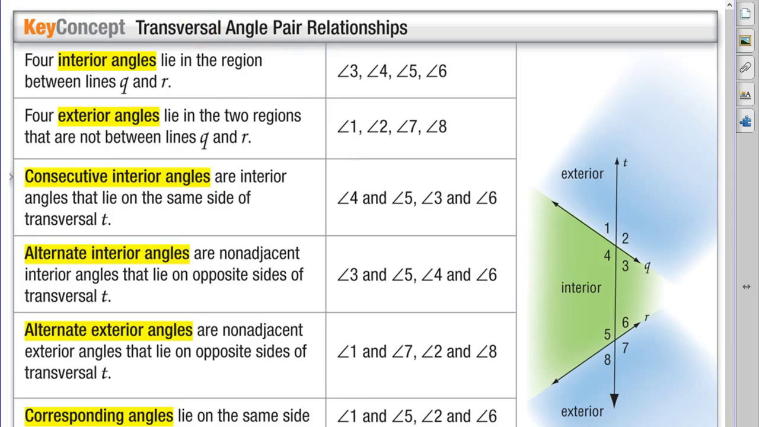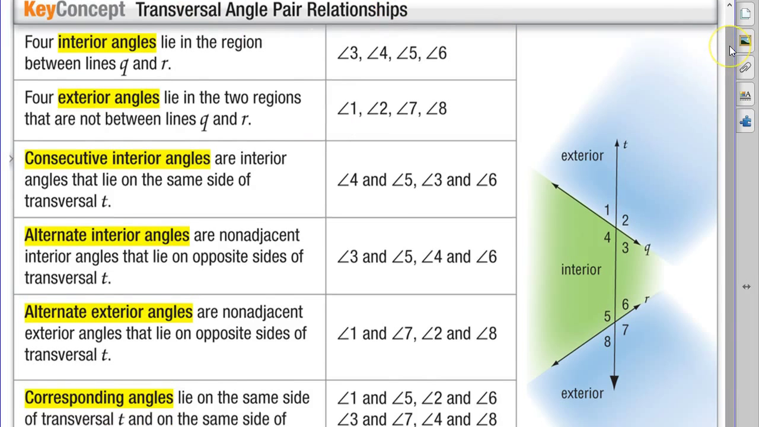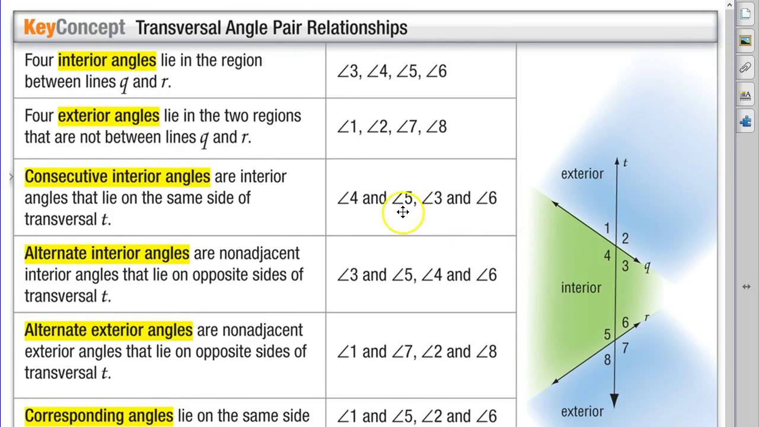So this is the last bit of the section, really. There's just a bunch of different angle types. The first type of angles are the interior angles that lie between the two lines that cross the transversal, so Q and R, and then exterior angles that lie outside. So 1, 2, 8, and 7 are our exterior, and 4, 3, 5, and 6 are our interior.